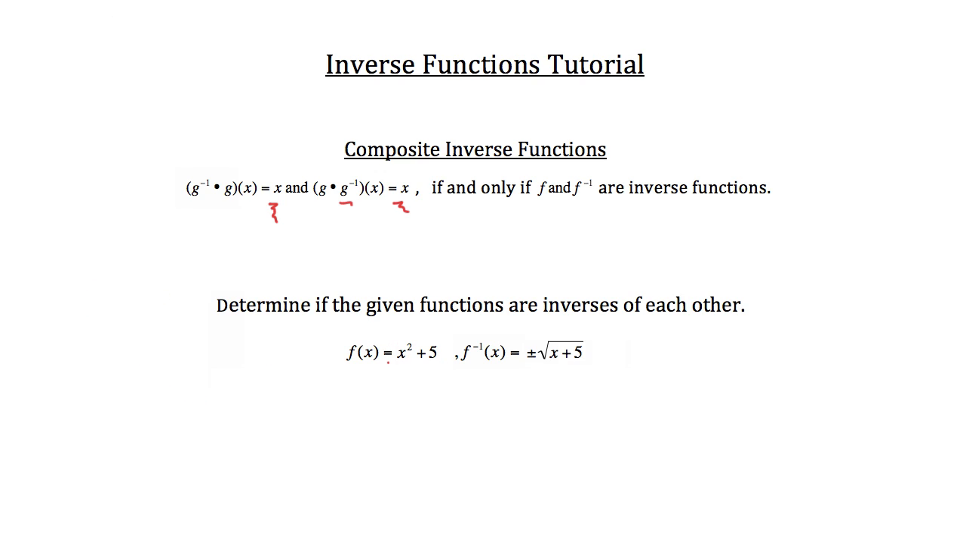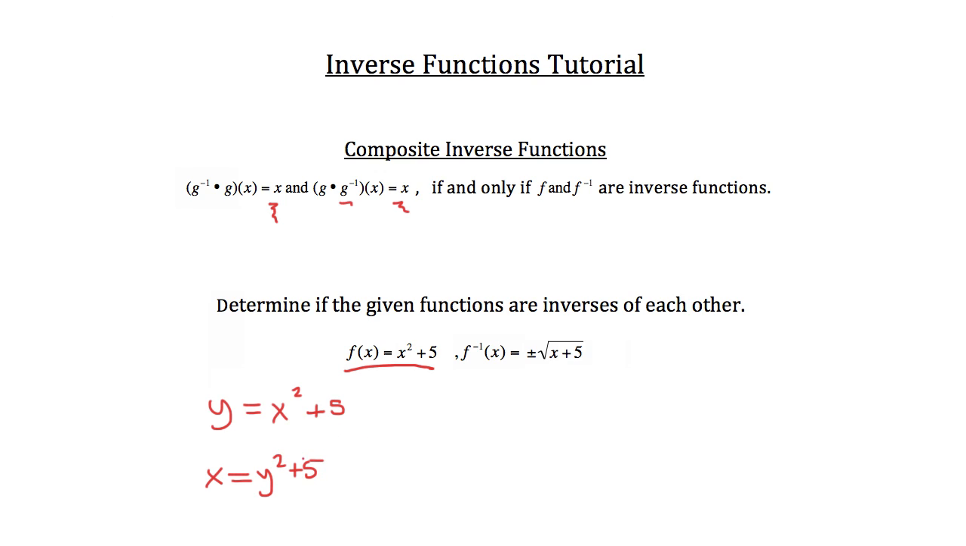F of x equals x squared plus 5 can be rewritten as y is equal to x squared plus 5. I've just turned the f of x into y. And in order to find the inverse of this function, what you want to do is switch the variables x and y. So you'd have x is equal to y squared plus 5.